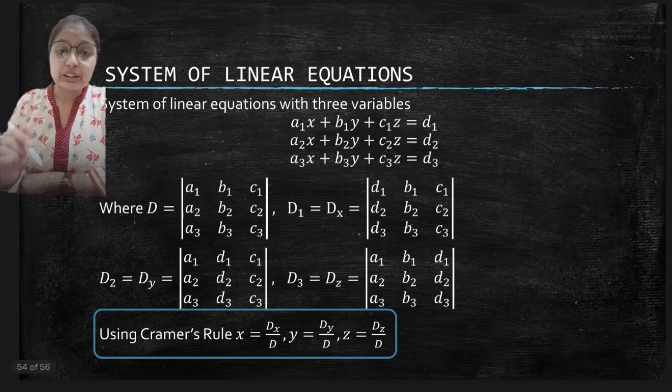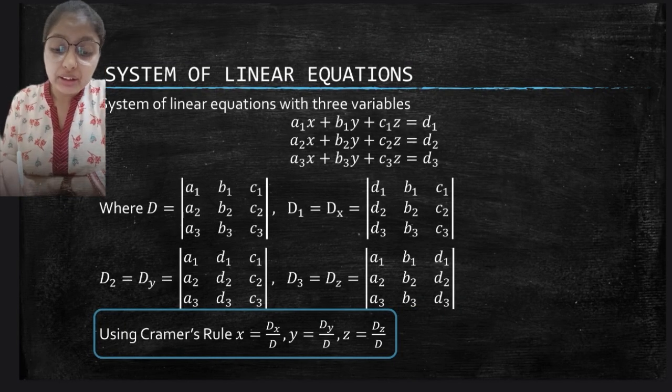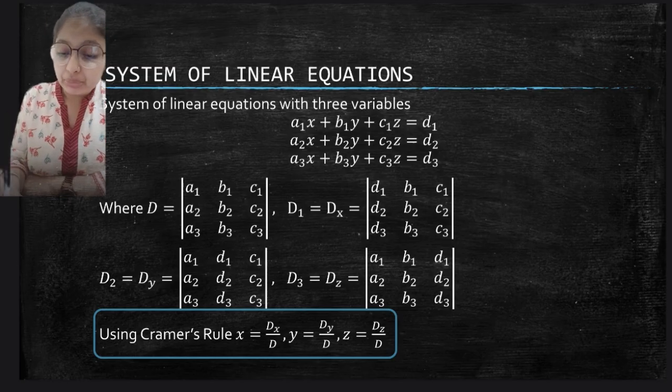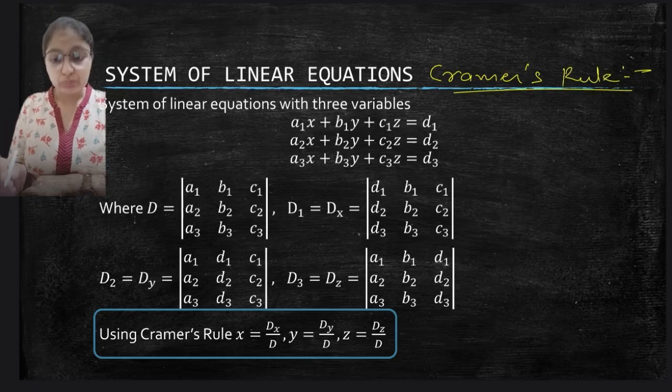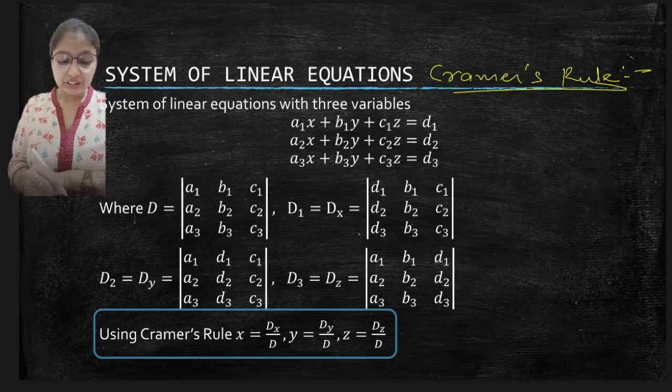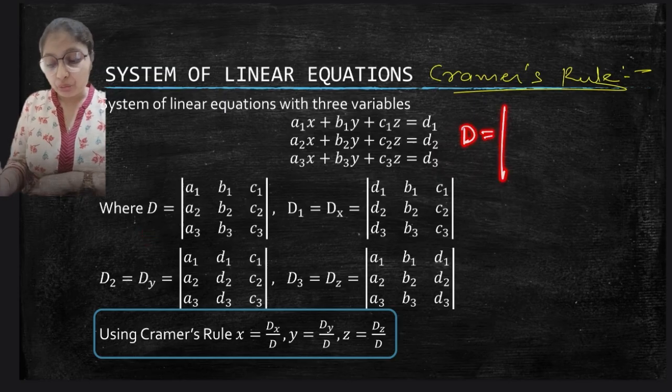Basically, in system of linear equations we are going to see Cramer's rule. So according to Cramer's rule, what can we say? Suppose we have three equations and three variables, then how do we solve it? First we'll write the D. What will be D? D will be nothing but simply the coefficient determinant.